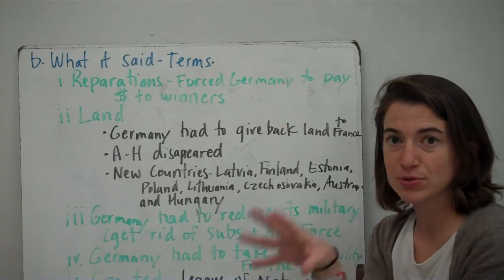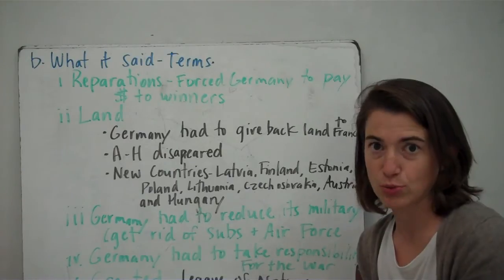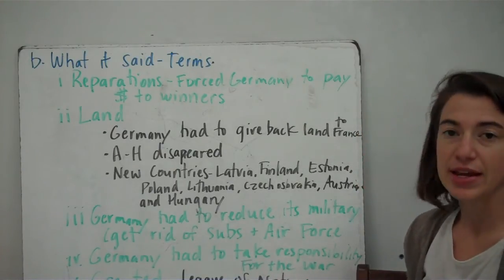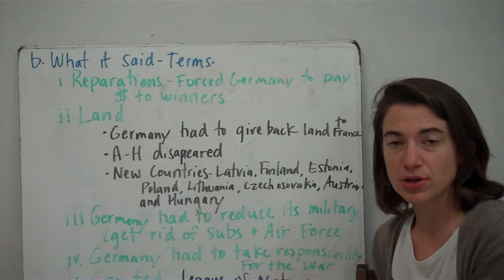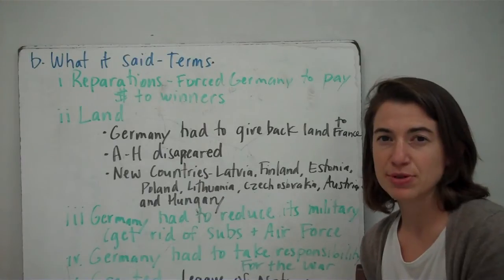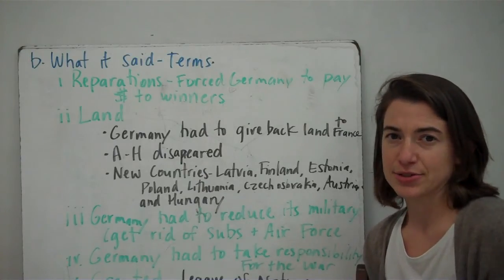Germany also had to take responsibility for the war. So they had to take full responsibility. It was all Germany's fault that the war happened. That's what they had to do. And it created this thing called the League of Nations, which was supposed to be an organization that all countries join to help solve conflicts before they get out of hand.